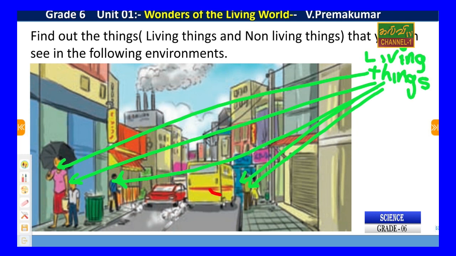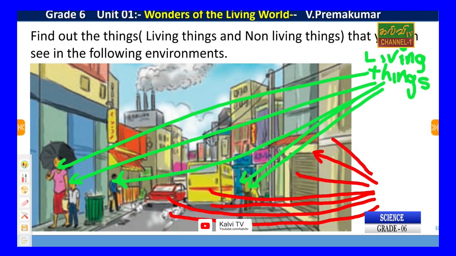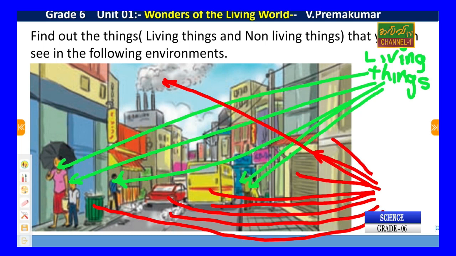I find so many non-living things here. This vehicle, which means bus and car, and these buildings, most of the buildings, and smoke, and road, door, window, wall, and this smoke are also non-living things, and air. Here this bucket and the waste collecting bins are non-living things. We will study non-living things later.